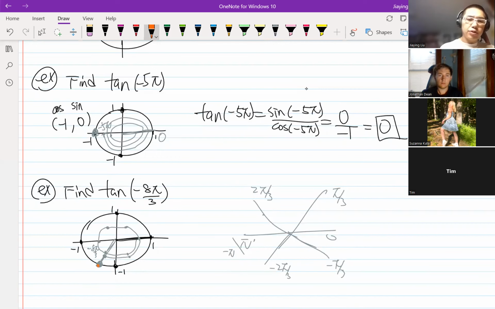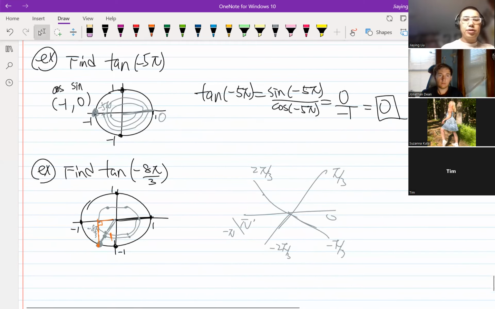Then we need to use the x-axis to create a right triangle. Starting at this point, I'm going to go directly up to the x-axis and create a right triangle there. Now we have this right triangle, and the hypotenuse is 1. I need to know the reference angle. So how big is this reference angle? That's what I'm curious about.